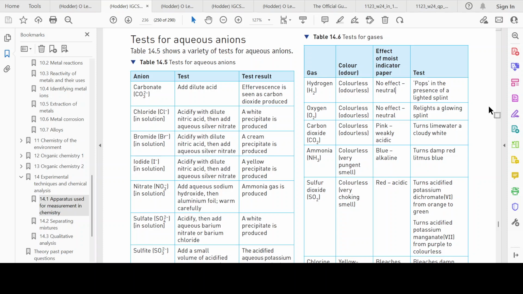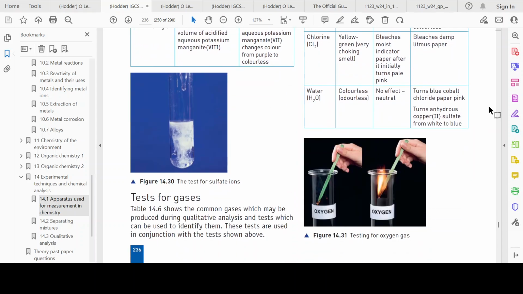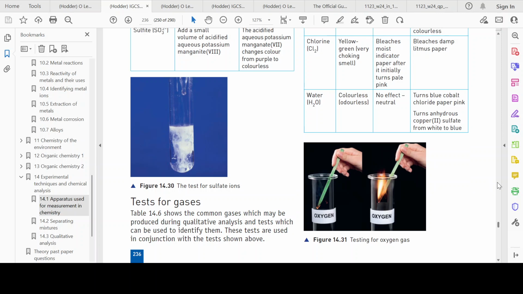For oxygen, again, it's colorless, odorless. It's not going to affect moist litmus paper or moist indicator paper. And if the splint is glowing, it will start burning again. Here's an image of that happening, right? There's oxygen on this thing. You take a glowing splint and it will catch fire because oxygen is required for stuff to burn.